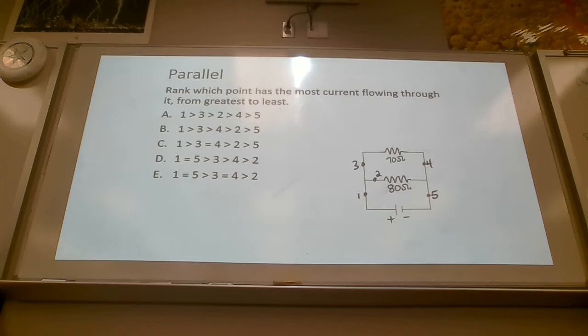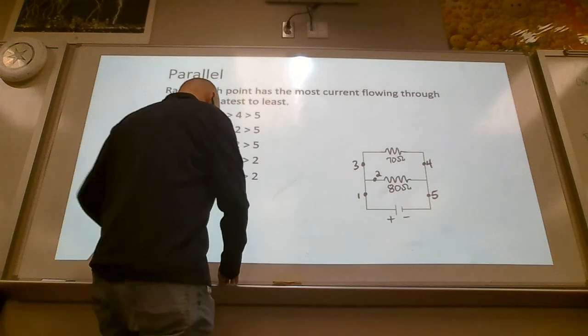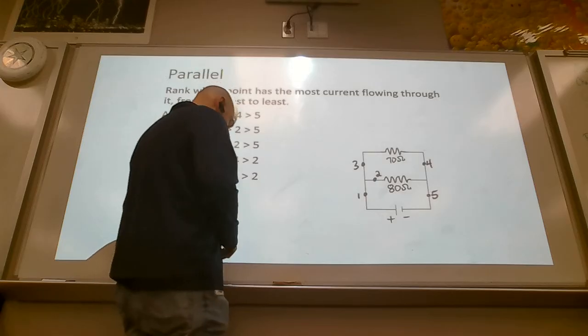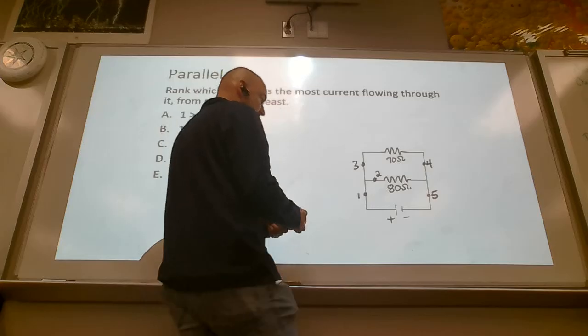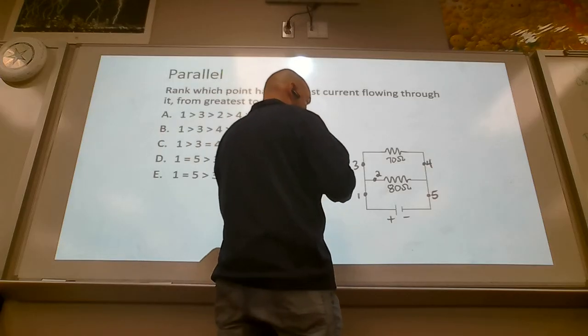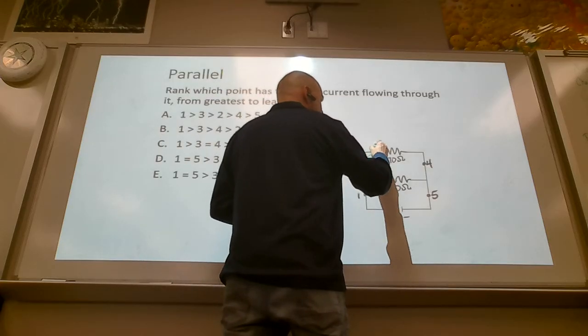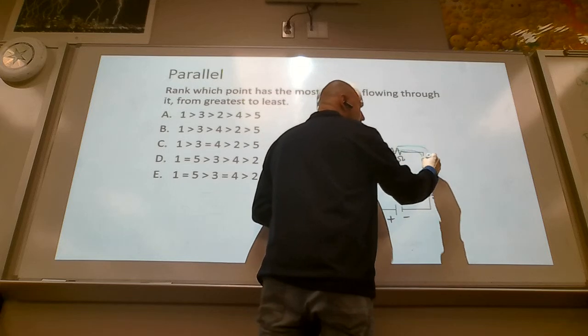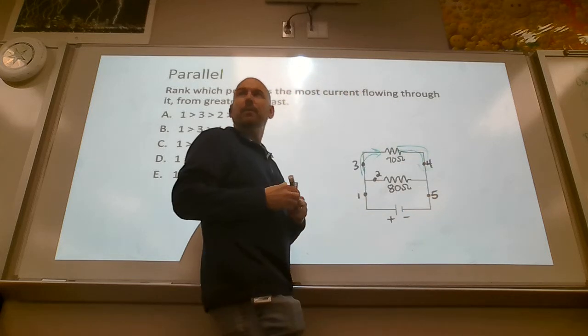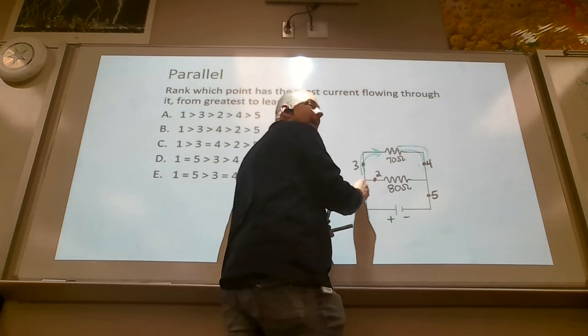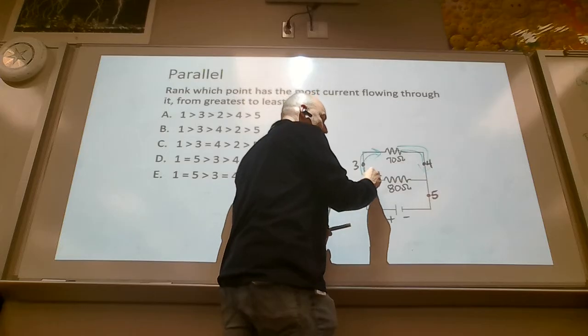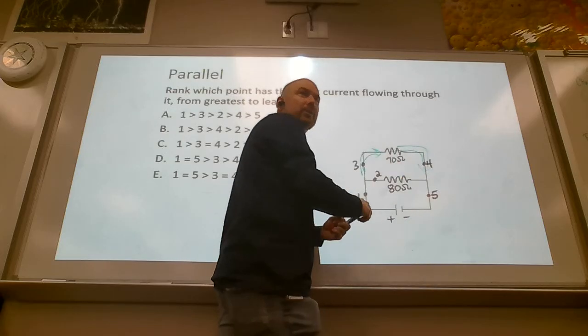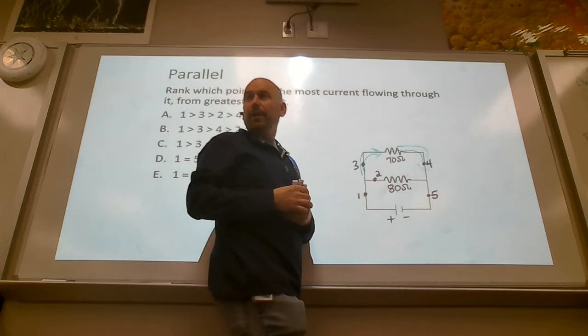What do you say? Correct answer is E. Okay. We just had this conversation. So check this out. 3 has to equal 4. Okay? There is no other path for the current to go. What goes in? There is no junction. You all right with that?